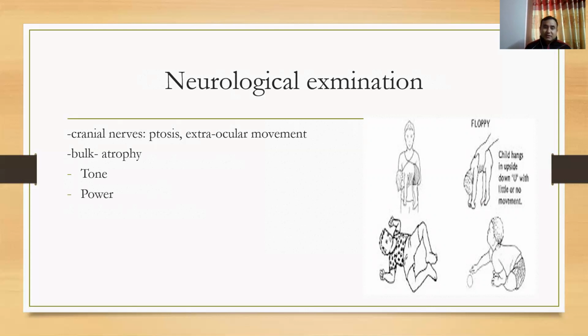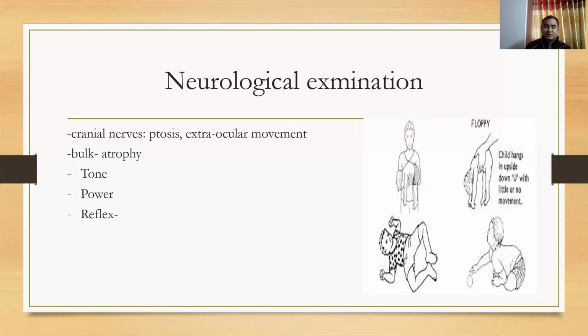Similarly, usually the power is decreased in a child who has a lower motor neuron lesion. Usually, in a child who has central causes for the hypotonia, the power is maintained. So we have to always differentiate whether the child has hypotonia only or hypotonia with weakness. Hypotonia with weakness is usually suggestive of a lower motor neuron lesion.